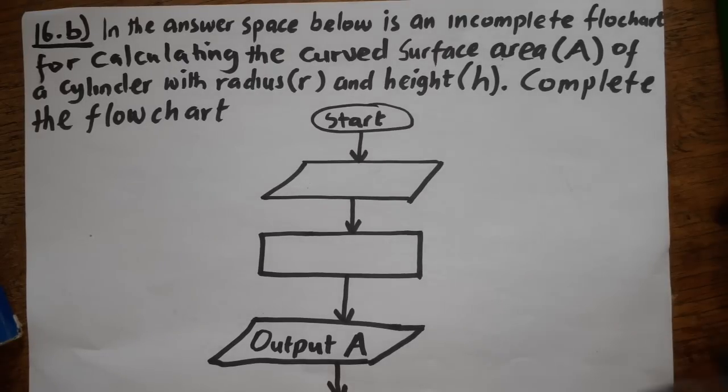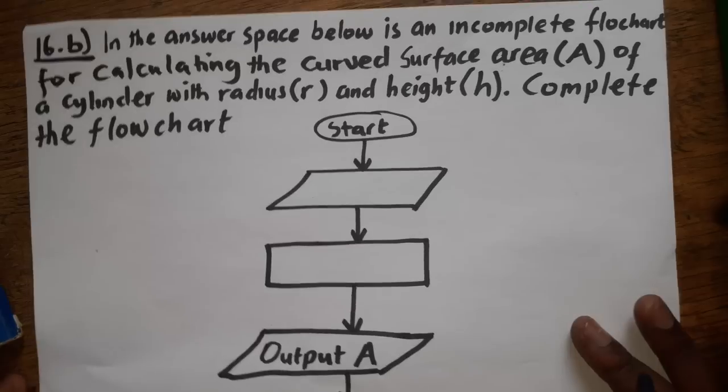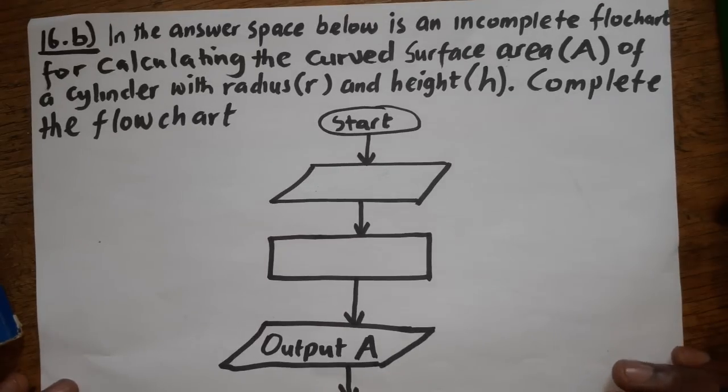Okay, so we are on question 16b now. Computer, very simple question. In the answer space below is an incomplete flowchart for calculating the curved surface area of a cylinder. The curved surface area of a cylinder, all right? With radius r and height h. Complete the flowchart. Very good.